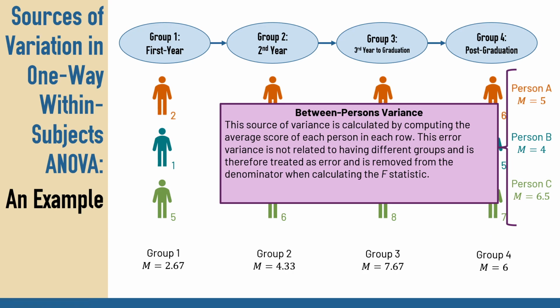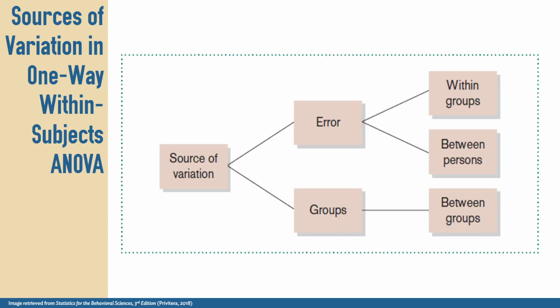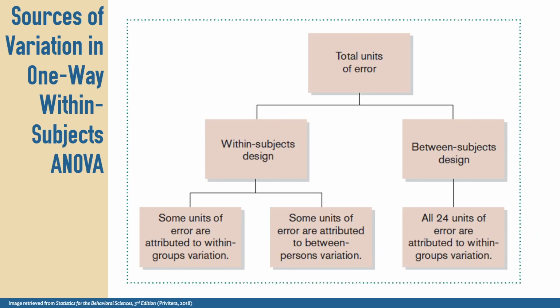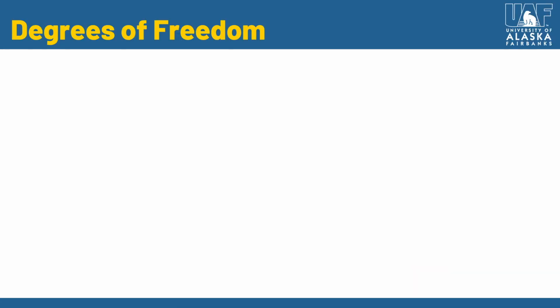So those are some key examples of the sources of variance in this one-way within subjects ANOVA. Here are some graphics if you'd like to come back to it. I won't spend time elaborating on it here, but I encourage you to come back and look if you'd like.